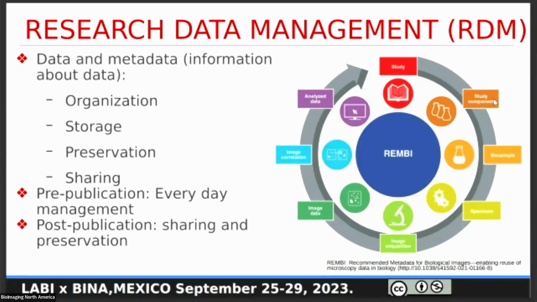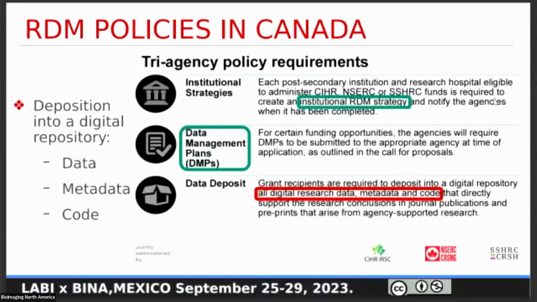RMB stands for Recommended Metadata for Bioimaging. And essentially, it's about classifying your metadata in terms of experimental design and sample preparation, microscopy, imaging, data acquisition, quality control measurements, data provenance, and so forth, and then image processing and analysis.